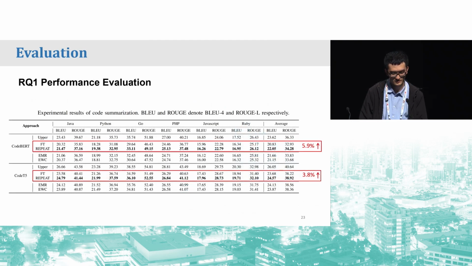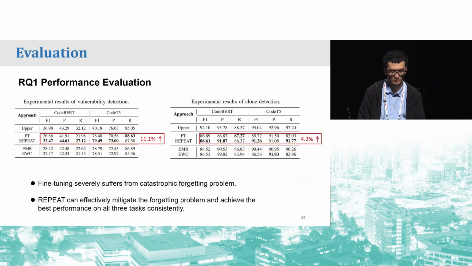In the first research question, we evaluate the performance of REPEAT on 2 models and 3 tasks. These 3 tables show the results of code summarization, vulnerability detection, and code clone detection. From this, we can find that the fine-tuning method severely suffers from the catastrophic forgetting problem. And our method REPEAT can effectively mitigate it and achieve the best performance on all three tasks consistently.